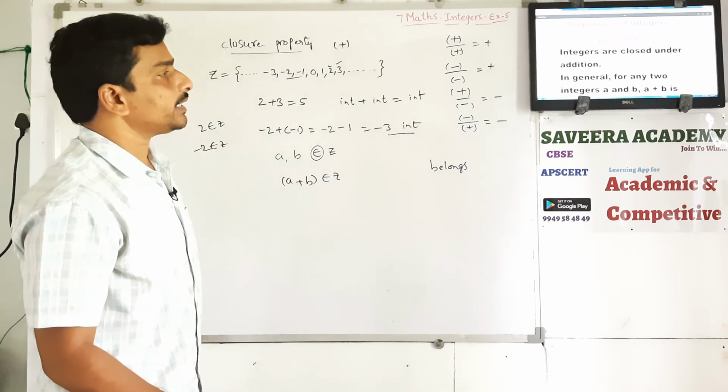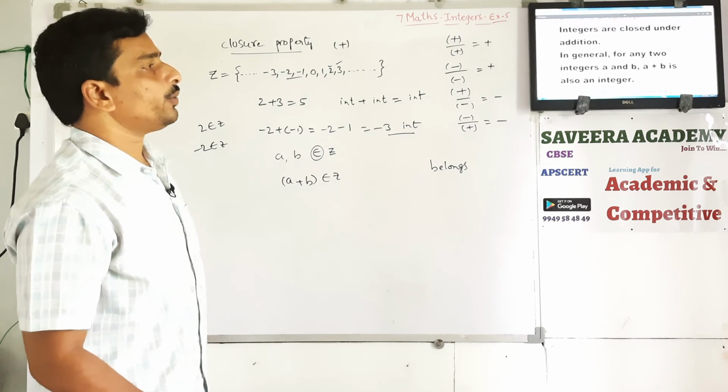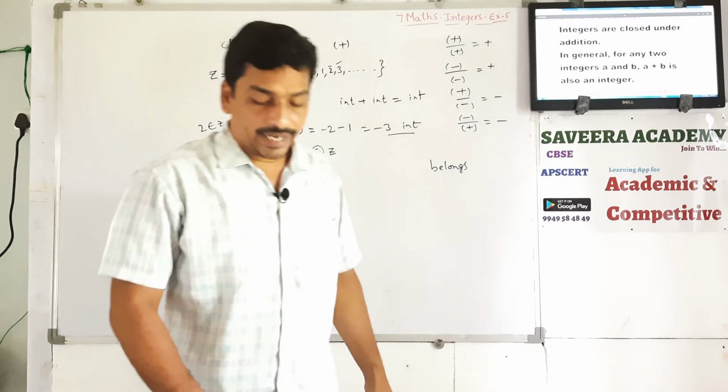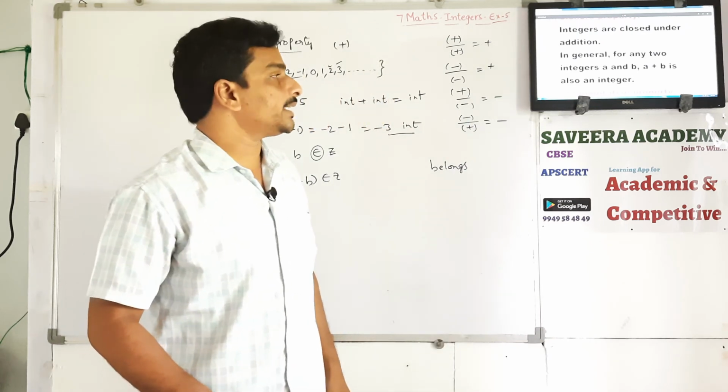Okay. Here see what is given. In general, for any 2 integers A and B, A plus B is also an integer. A plus B is also an integer, you have to remember.